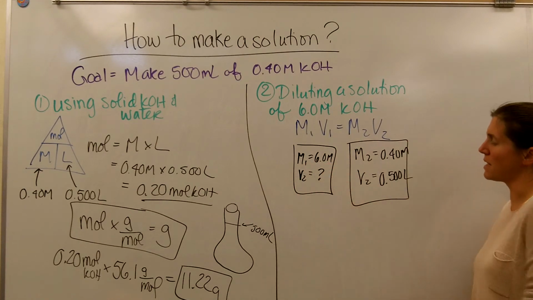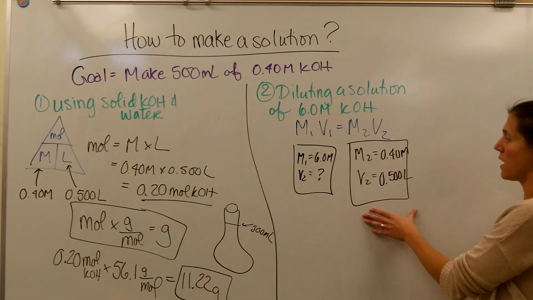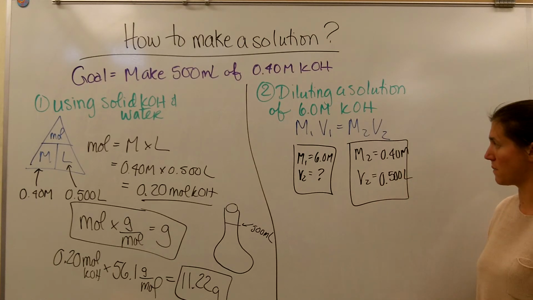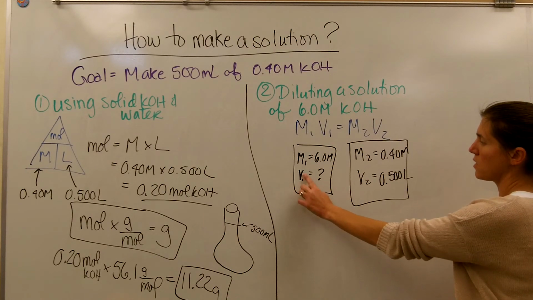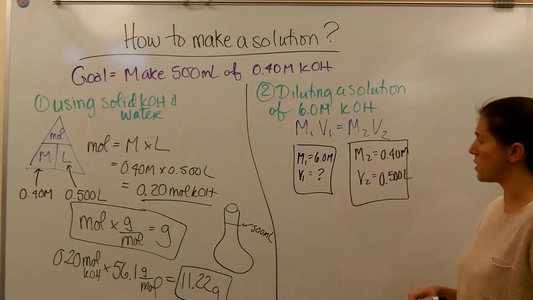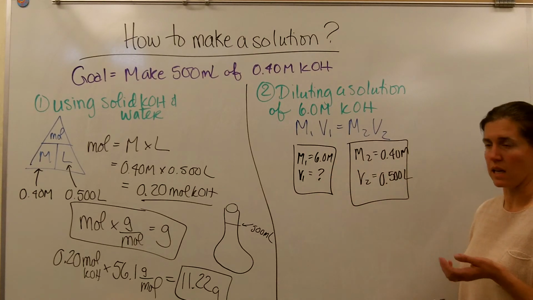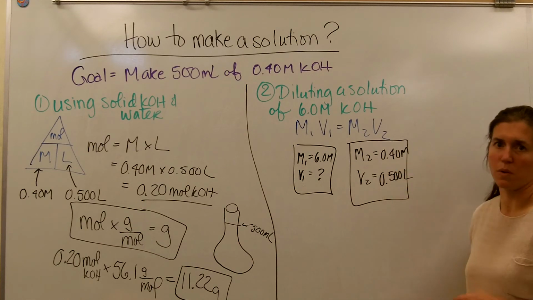So what this means is I'm going to take some of my 6 molar solution, and then I'm going to add some water to it until I end up with 500 mLs of 0.4 molar solution. So the thing that I'm solving for is my V, actually should be V1, right here. So my question is, how much of this 6 molar solution do I need to dilute down in order to get 500 mLs of 0.4 molar solution?